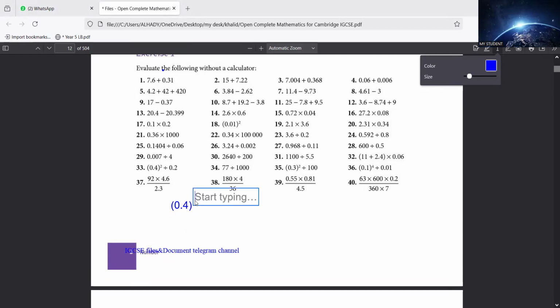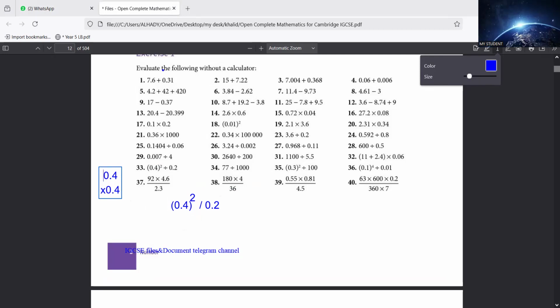When we have a number to the power 2, what we do first is multiply. We know square is the number times itself. Then after that, we divide by 0.2. So let's finish the first part first. It's going to be 0.4 multiplied by 0.4, because it is 0.4 squared.